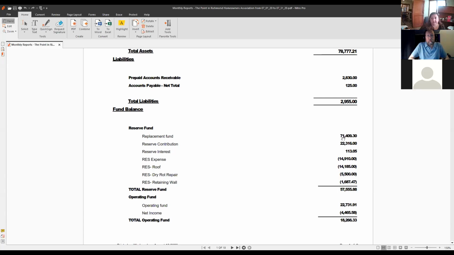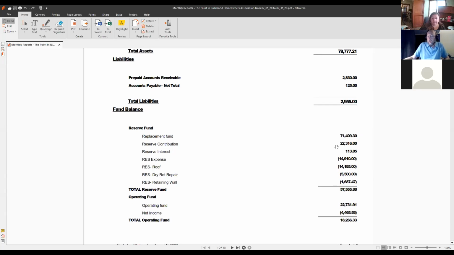So the first line item is your replacement fund. The way that I like to describe this is it's the history of the association. Every year, anything that's below this number, so these transactions here, which is the current year activity, will get closed into this number. So this is the history of the association. This is why the association has the cash in the bank that they do.